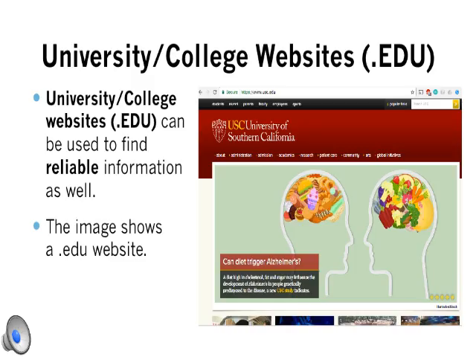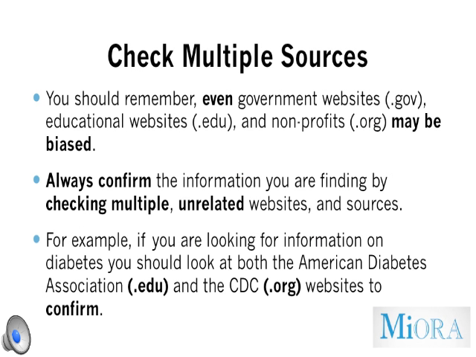Check multiple sources. You should remember even government websites, educational websites, and nonprofits may be biased. Always confirm the information you are finding by checking multiple unrelated websites and sources. For example, if you are looking for information on diabetes, you should look at both the American Diabetes Association, .edu, and the CDC, .org, websites to confirm.